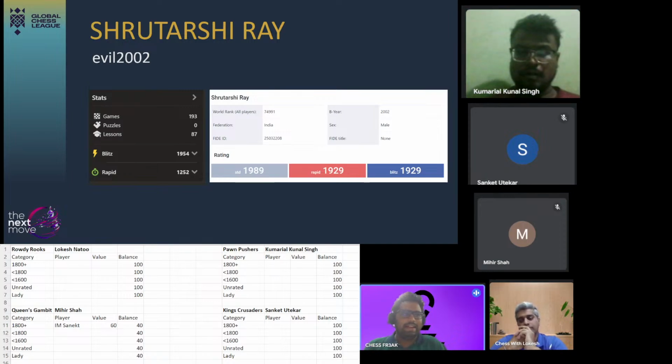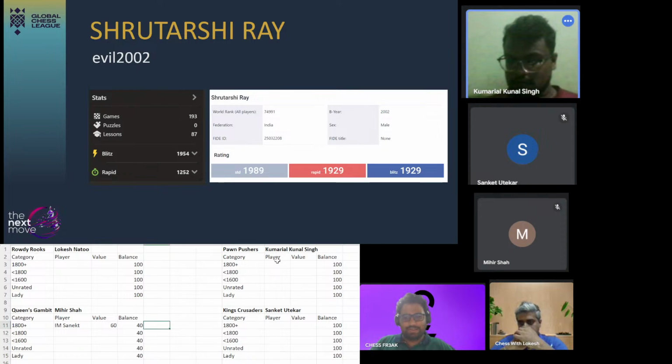Do we see any more bids from Sanket or Lokesh? 16 points, Lokesh Natu, Rowdy Rooks, Shudarshi Ray, 16 points. Do we see any bids, Kumariel, Sanket? 20 points, Shudarshi Ray. Pawn Pushers, Kunal Singh, going for Shudarshi Ray, 20 points.